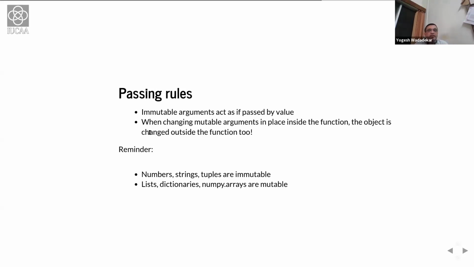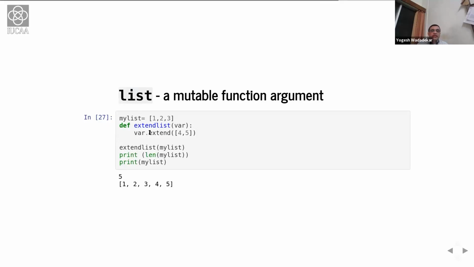But I'd like to remind you that there are certain data structures in Python which are immutable, which means they can't be changed. Numbers, for example, strings, tuples, etc. On the other hand, elements of lists, of dictionaries, or even NumPy arrays, which we will encounter in the next lecture, these are mutable objects, which means they can be changed. And therefore, the passing rules apply differently in these two cases.